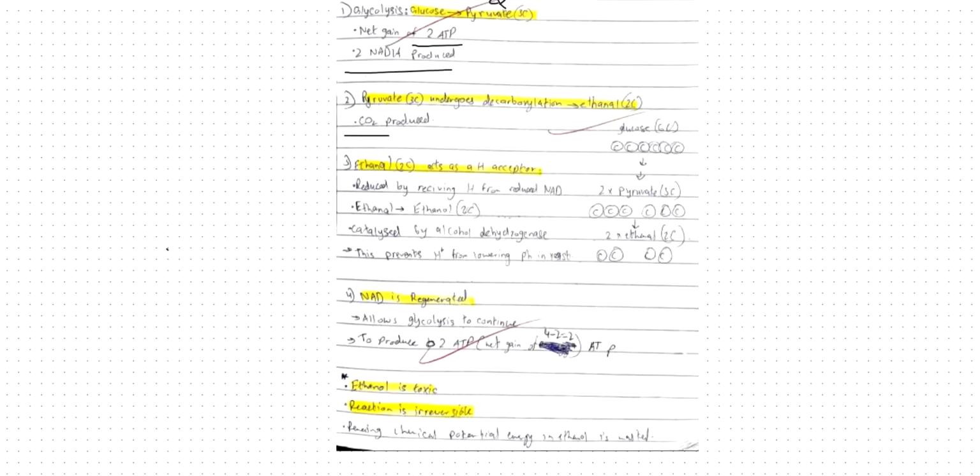So these two pyruvate molecules will become ethanal when they undergo decarboxylation. You produce CO2, and this ethanal would then accept hydrogen. So ethanal acts as a hydrogen acceptor. So ethanal accepts hydrogen and becomes ethanol in the presence of alcohol dehydrogenase. This enzyme helps ethanal become ethanol, and this prevents protons from lowering pH in yeast, because ethanal accepts hydrogen and becomes ethanol.